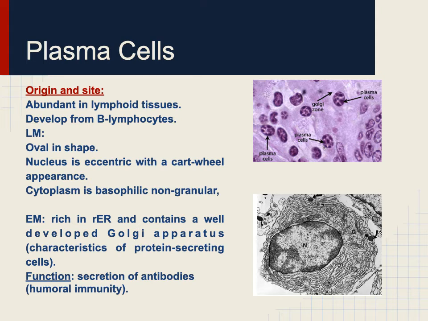They are protein-forming cells rich in RER, Golgi apparatus, and mitochondria, and do not contain secretory granules. The main function of these cells is the secretion of antibodies, which is what is meant by humoral immunity. Humoral immunity means immunity based on formation of antibodies.